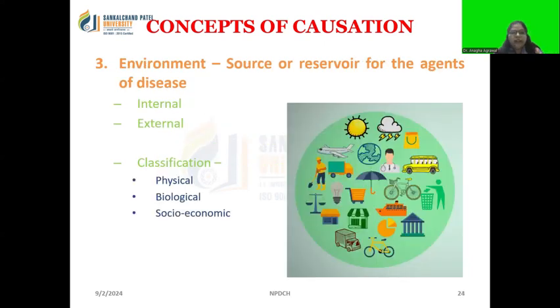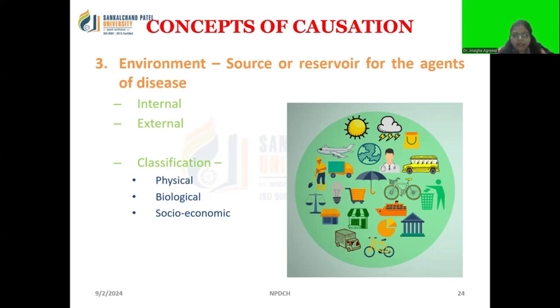Now, the third is the environment, that is the source or reservoir for the agent of the disease. So there are agents in our environment everywhere. Then we are the host, but if there is no proper conducive environment, then there won't be any disease. So the environment has to be conducive for the agent to cause the disease in the host.